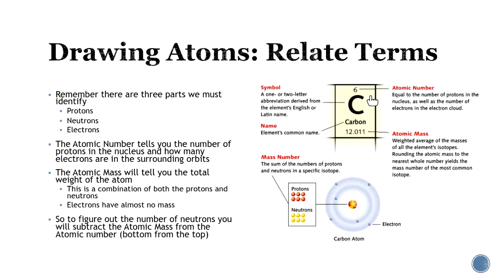So to figure out the number of neutrons, you just take the atomic mass minus the atomic number, and that will tell you the number of neutrons. So for this carbon atom right here, we have 6 protons, 6 neutrons, and then 6 electrons.